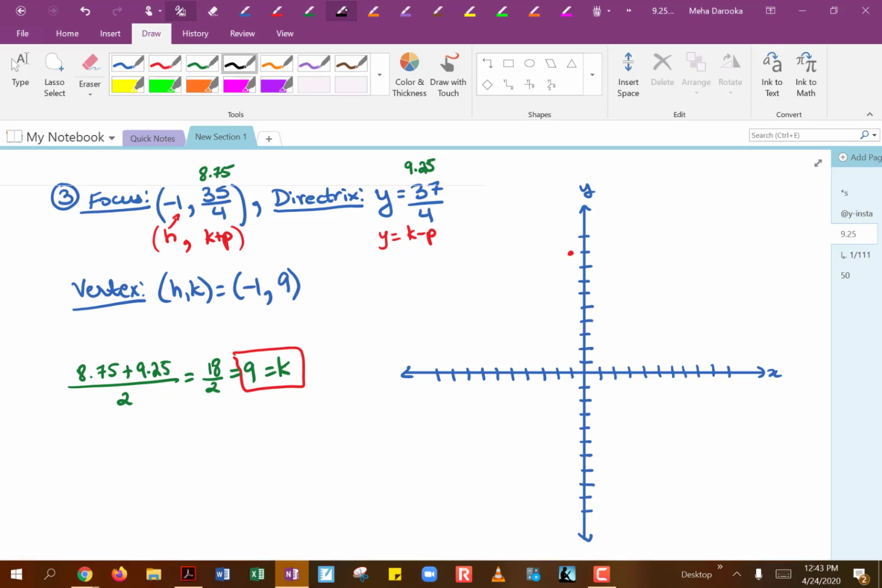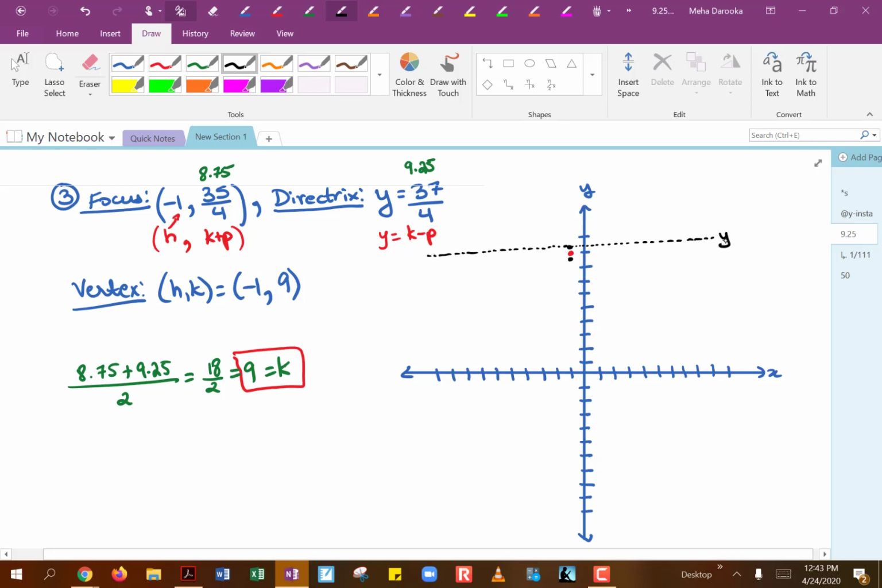Now this is going to be the hard part, because at 8.75 is our focus, which is going to be right over here, and then at 9.25 is our directrix, which is of course going to be this horizontal line.